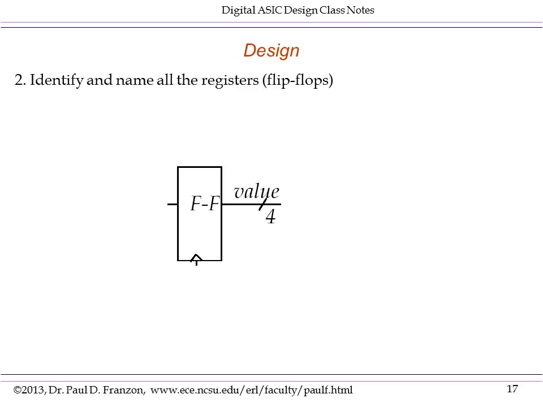So the next and very important step, because if you get this right, you're most of the way there, is to identify and name all the registers, that is, arrays of flip-flops. What needs to be registered? Anything that needs to be preserved between clock cycles. In this design, the only thing that needs to be preserved between clock cycles is the current count, which I'm going to call value. And it's a 4-bit register producing the signal value.